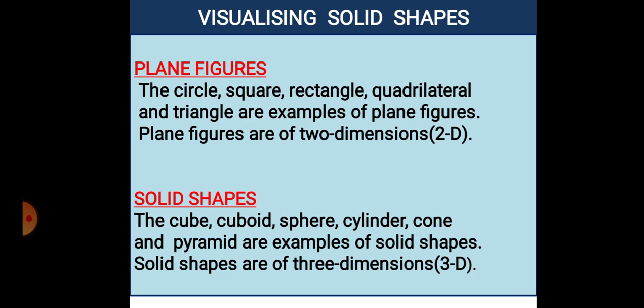Solid shapes. The cube, cuboid, sphere, cylinder, cone and pyramid are examples of solid shapes. Solid shapes are of three dimensions, 3D. The three-dimensional shapes are the shapes having three dimensions: length, breadth, height or thickness.